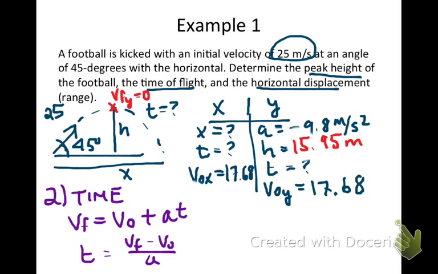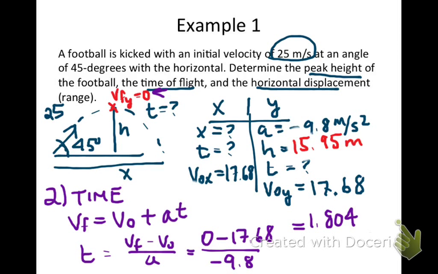when I solve for t algebraically, I get Vf minus V naught divided by A. Then when I plug in my numbers, I get 1.8 seconds. Also, a little side thought: if you use our traditional time equation, t equals the square root of 2d over a, you would have gotten 1.8 as well if you had used 15.95 for d because it's our height. So that's an alternate way you could have done that.